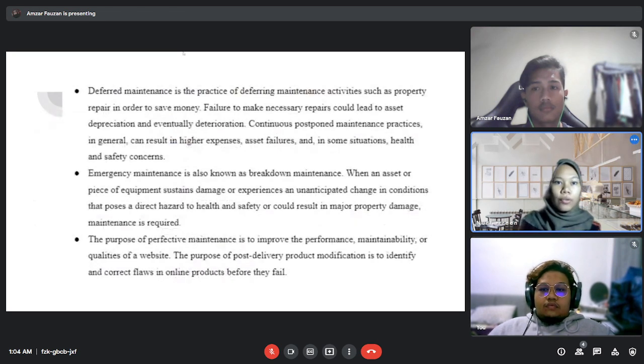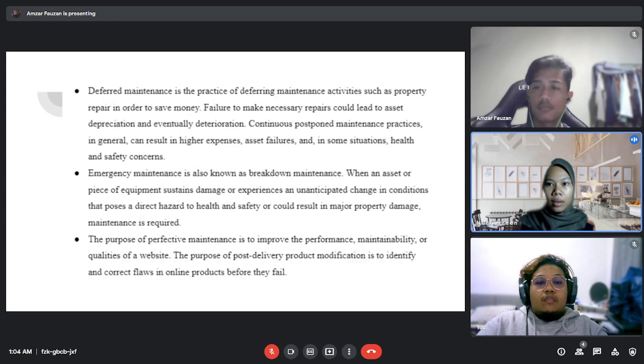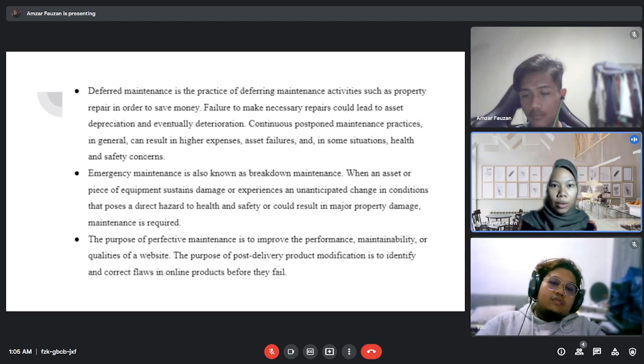Next, okay. For the first, deferred maintenance is the practice of deferring maintenance activities such as property repair in order to save money. Failure to make necessary repairs could lead to asset depreciation and eventually deterioration. And continuous postponed maintenance practice in general can result in higher expense, asset failures, and in some situations, health and safety concerns.